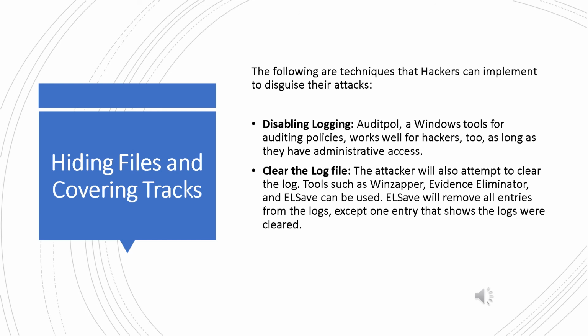Hiding files and covering tracks. The following are techniques that hackers can implement to disguise their attacks. Logging. A Windows tool for auditing policies works well for hackers too, as long as they have administrative access. After clearing the log file, the attacker will also attempt to clear the log. Tools such as WinZapper, Evidence Eliminator, and ELSave can also be used. ELSave will remove all entries from the logs except one entry that shows the logs were cleared.